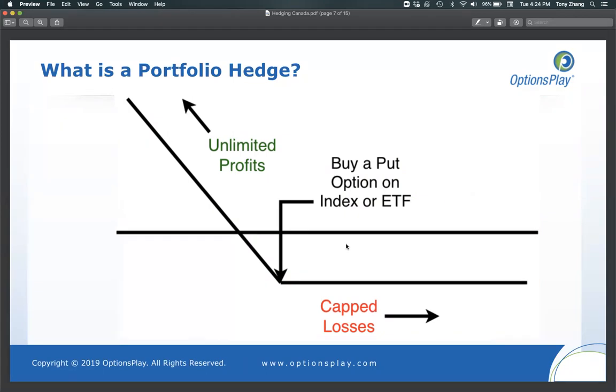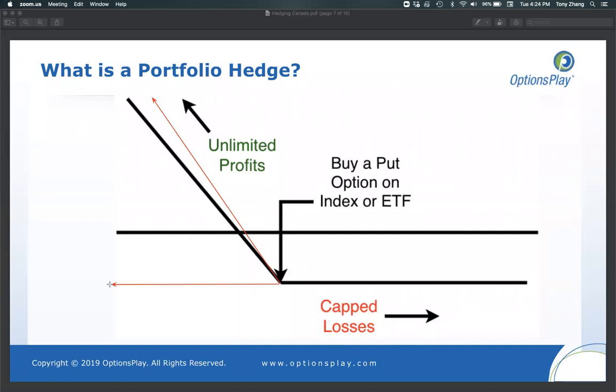So this is a put option. Many of you are probably familiar with looking at a put option, but effectively what it provides you with is gains as the markets move lower. So put options basically do the exact opposite of your portfolio. As the markets move lower, you actually have gains in the put option.